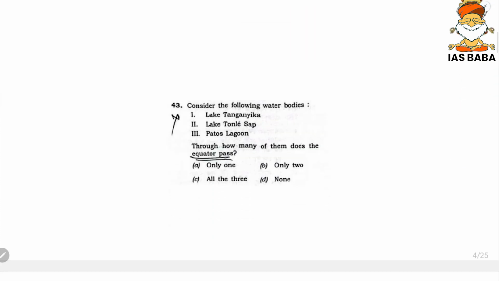Moving on to question number 43 now. This was also a geography based, mapping based question. Easy question again. Consider the following water bodies. Since climate change is a very repetitive topic, it is highly expected that a question related to water bodies would come, and it is coming every year.